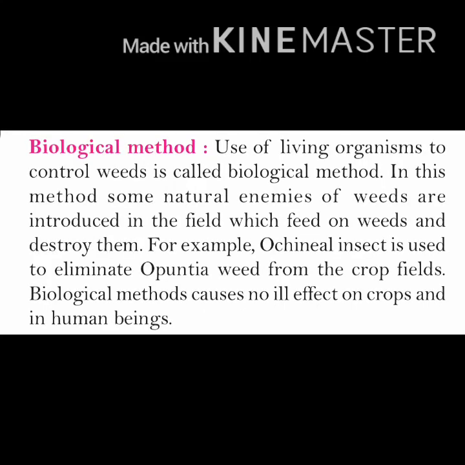Next, our biological method. Use of living organisms to control weeds is called the biological method. Living organisms means we can use some insects that can eat these weeds. In this method, some natural enemies of weeds are introduced in fields which feed on weeds and destroy them. For example, the Ognale insect is used to eliminate Opuntia weed from crop fields. Biological methods cause no ill effect on crops and human beings. So these are safe methods. If any insect eats any type of weed, it doesn't harm the crop or human beings.